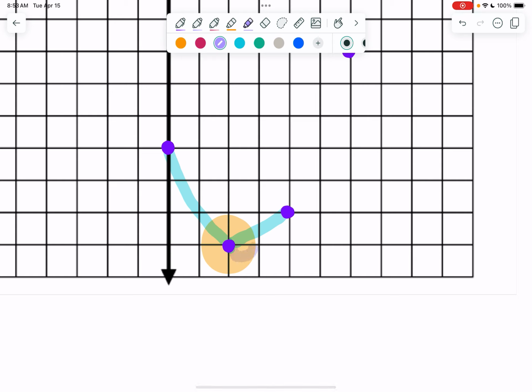But if I go 2 to the right, I'm here. If I go 2 to the left, I would expect to be there, and I am not, which is a bit of an issue. So I know that that orange point is not the vertex because I don't have symmetry. I don't have these 2 points or these 2 points, right? So I don't have symmetry there. That cannot be the vertex.